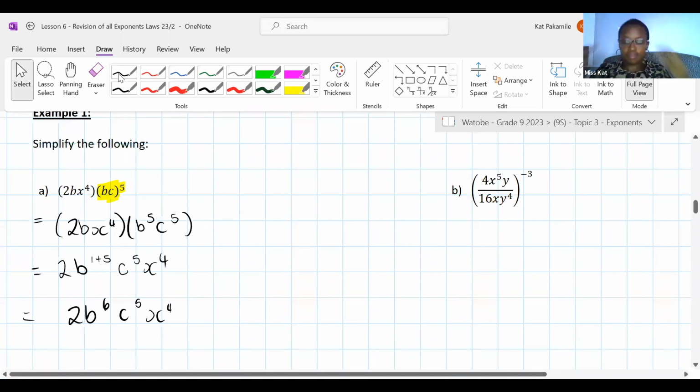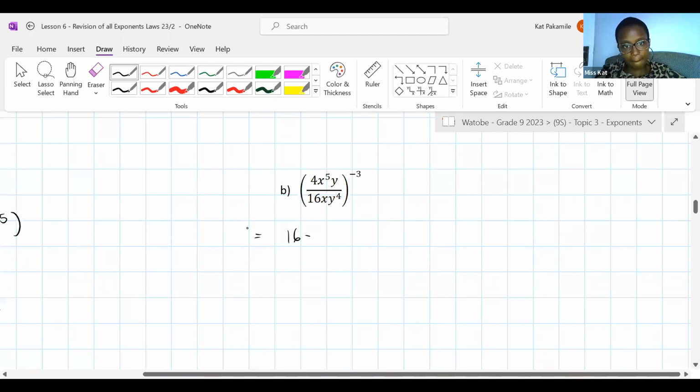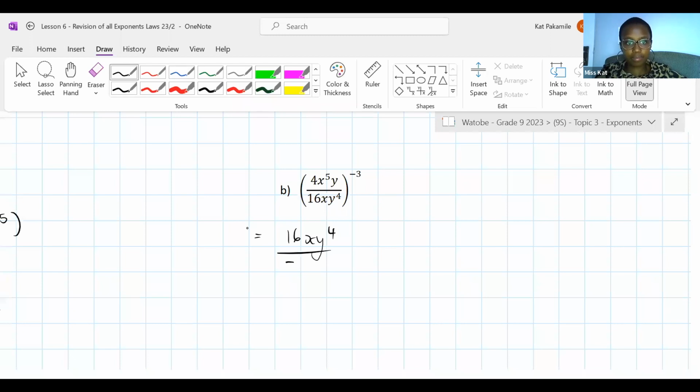Hi, ma'am. So what I did is I flipped both numbers. So it was 16xy to the power of 4 over 4x to the power of 5y, and both of them were raised to the power of 3. The 3 became positive now. And then I distributed 3 to 16.